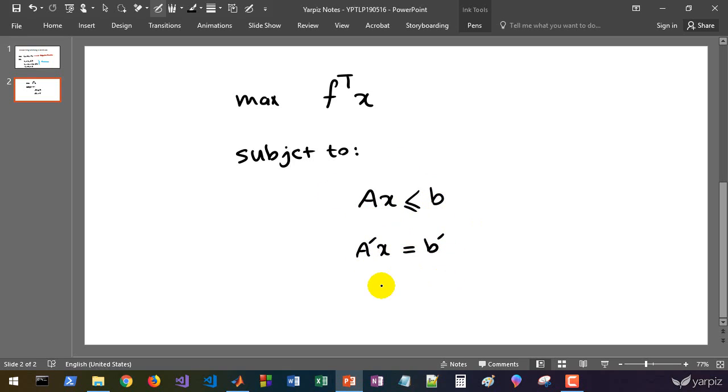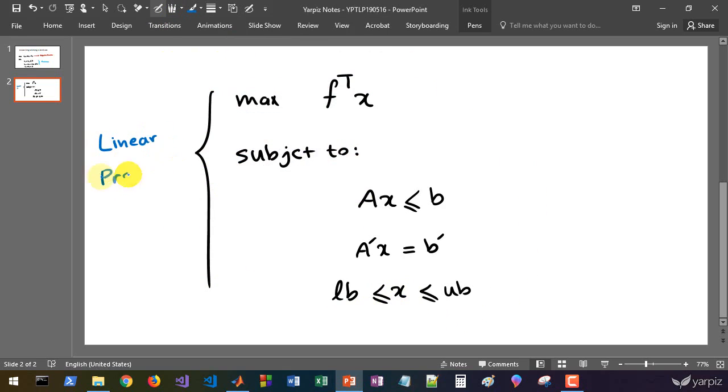So we have both types of constraints here, and sometimes we have some lower bounds and upper bounds constraints, which is represented as follows. X is at least equal to LB, lower bound, and must be less than or equal to UB, upper bound. And these are lower bounds and upper bounds of our decision variables. And this is the general form of the linear programming problem.